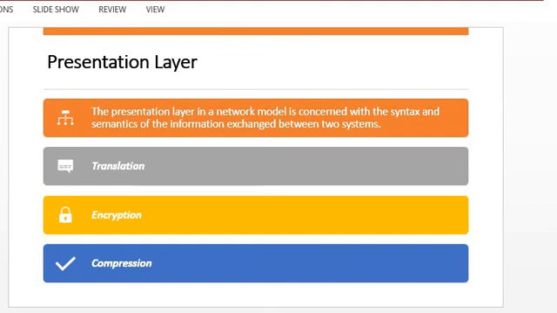When we are transmitting sensitive information over a communication network, you don't want it to be transmitted as plain text, which anyone can easily snoop into and listen to. So the presentation layer also provides encryption services to ensure there's data security on the information that we are transmitting over a communication network. Then compression is the other function. So we've talked about the functions of the presentation layer: translation, encryption, and compression.